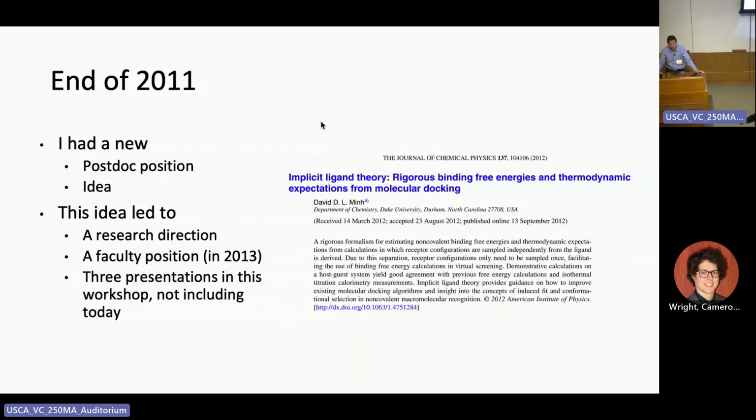At the end of 21, I had a new postdoc, and I had a new idea, which I briefly mentioned, this implicit ligand theory idea. And that's why I talked about this in this workshop previously. Illinois Tech is where I'm a faculty member, and this is in the south side of Chicago. In the middle of the slide is where my office is.